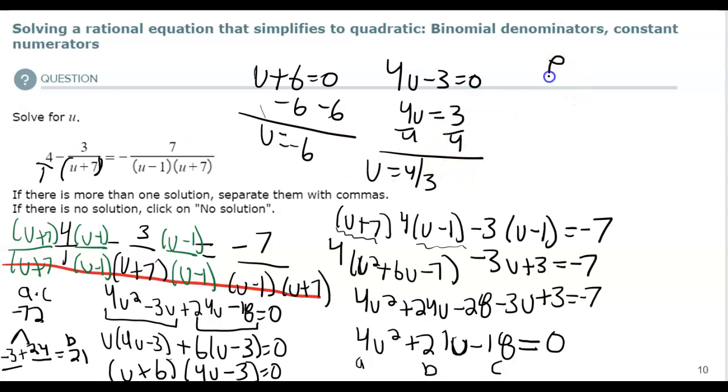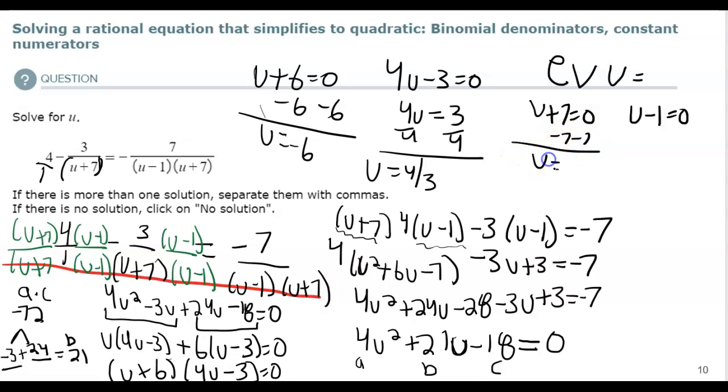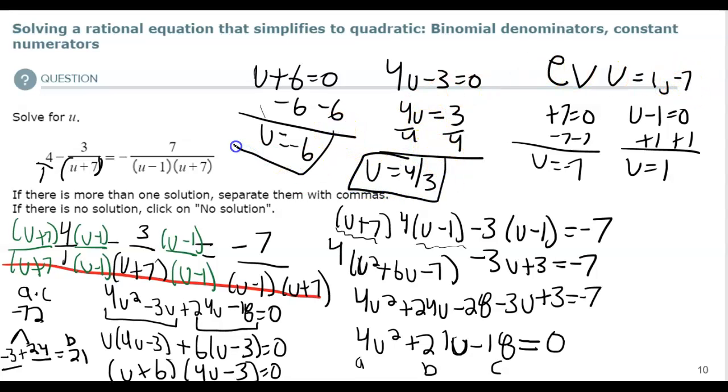Those are my potential options, but I need to think through my excluded values. Are x equals, or u equals, sorry, we're still dealing with u's. So I would set u plus 7 equal to 0 and u minus 1 equal to 0. So when u equals negative 7 and when u equals 1, those would cause us to divide by 0. However, both of these are safe and they don't cause us to divide by 0.